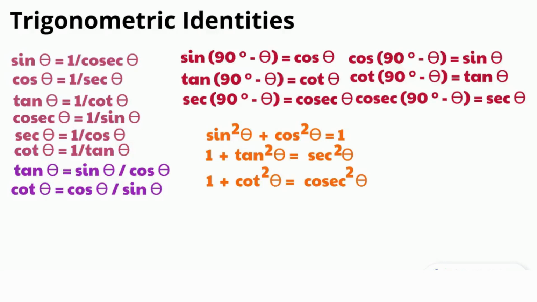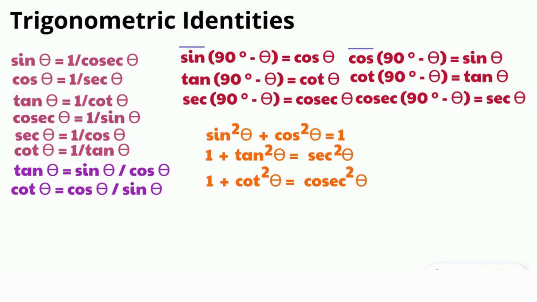Sin theta is equal to 1 by cosecant theta. This is a reciprocal identity. See here. Cosecant theta is equal to 1 by sin theta. Both are vice versa. Next, cos theta is equal to 1 by secant theta. Secant theta is equal to 1 by cos theta. Both are vice versa. Next, tan theta is equal to 1 by cot theta. Cot theta is equal to 1 by tan theta. Both are vice versa.